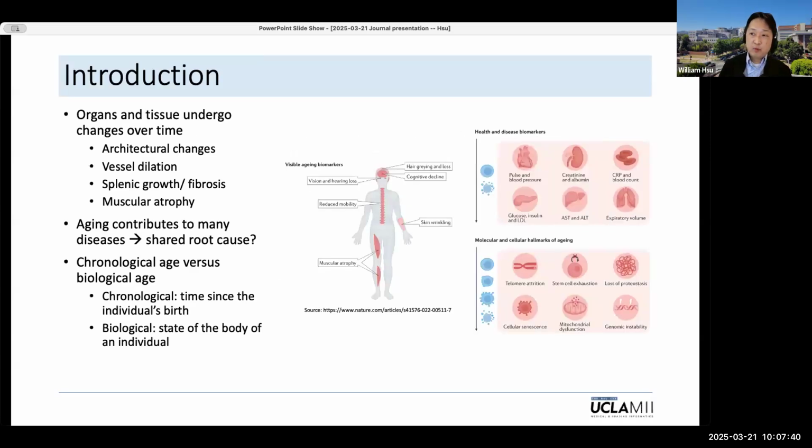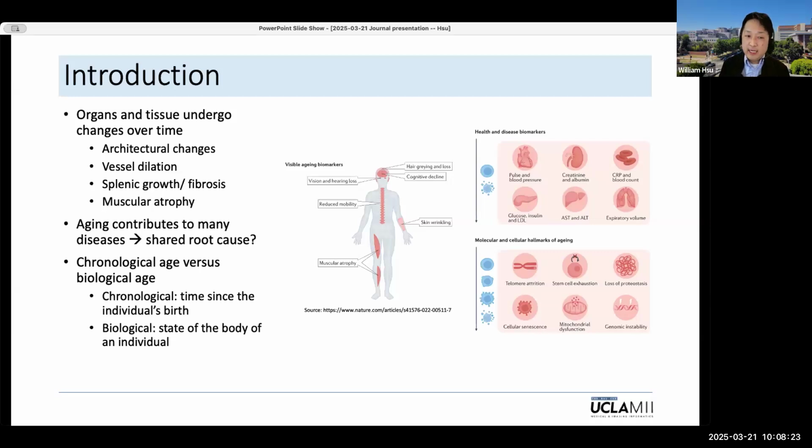For those who are not familiar with the concept of biological age, as we all know, we go through biological changes as we age, right? Certainly at the molecular level and at the phenotype level, there are changes as we age over time, and some of that can be visualized in medical imaging and in other ways. These include architectural changes, vessel dilation, splenic growth, fibrosis, and muscular atrophy. Our organs naturally go through change, not just over time, but also from factors like our lifestyles and other environmental exposures, et cetera.